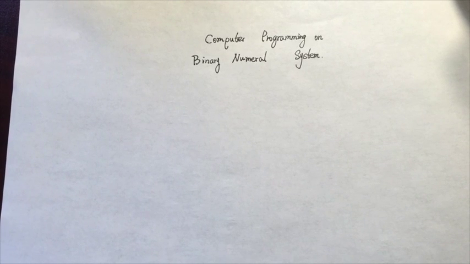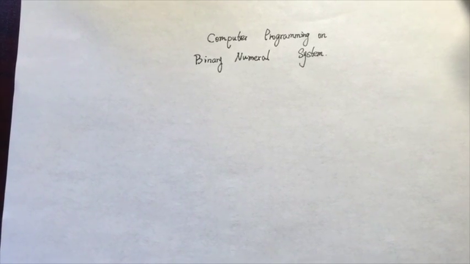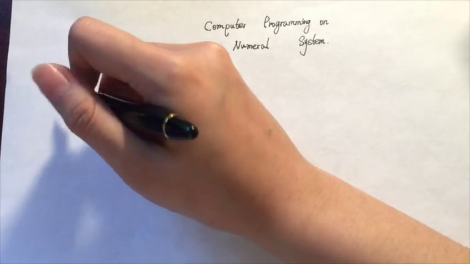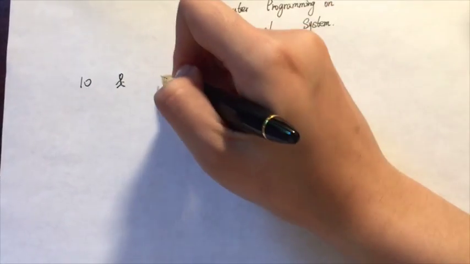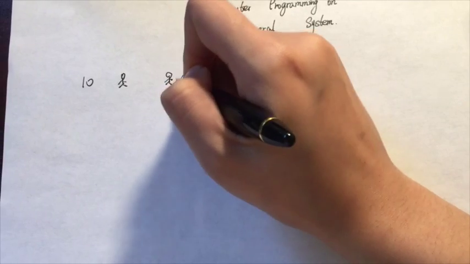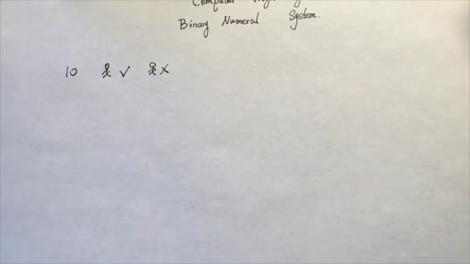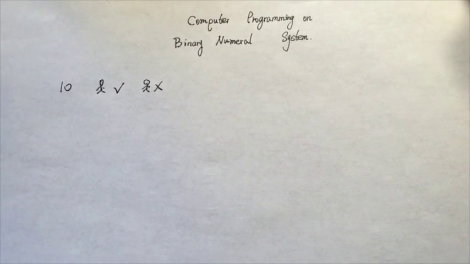So today we are going to talk about computer programming on binary numeral system. Let's start with a story. There are 10 kinds of people in the world. One can understand binary numeral system and one cannot. What does this joke mean? You will be able to understand this by the end of this class.